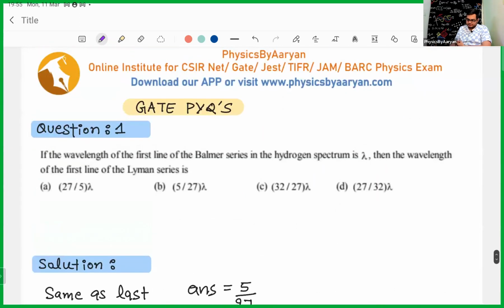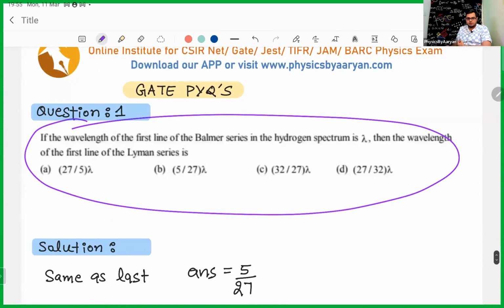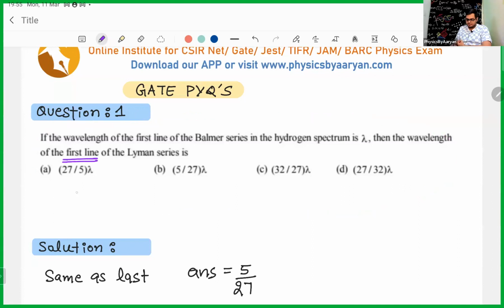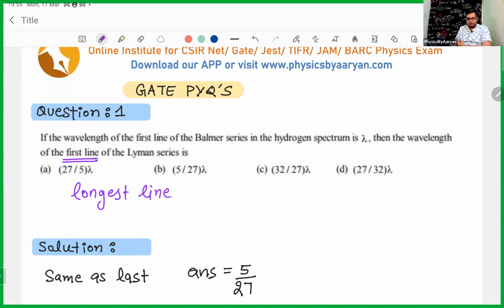What do you think? Isn't it exactly the same question or not? First line. What is the meaning of first line? Longest wavelength itself, right? The next upper level. Because series limit is infinity to, let's say for Balmer, infinity to 2. First line will be 3 to 2. So 3 to 2 will be the longest wavelength.